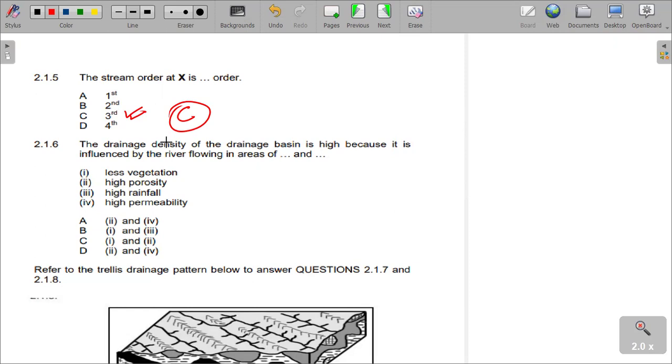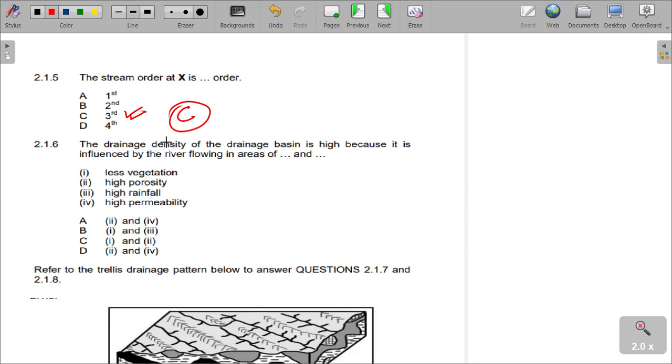And question 2.1.6: the drainage density of a drainage basin is higher because it is influenced by the following in areas of dash and dash. So what we are saying is that drainage density is the number of streams that are found within a drainage basin. If a drainage basin has a high rainfall, where the rainfall is so strong that it does not have enough chance to cause infiltration, it would also cause high drainage density.